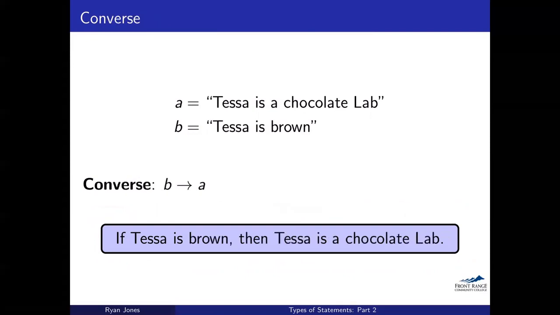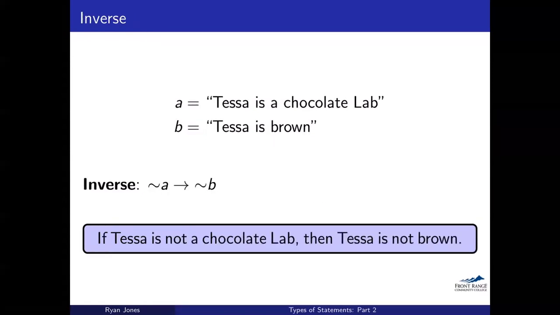Now, the converse, if Tessa is brown, then Tessa is a chocolate lab. Well, let's think about this. Can you think of a dog that is brown but not a chocolate lab? Yeah, there's a lot. I mean, one that comes to mind is a pit bull. A lot of pit bulls are brown. And so just because Tessa is brown, that doesn't necessarily mean that she's a chocolate lab. She could be another breed of dog. And so this is actually false.